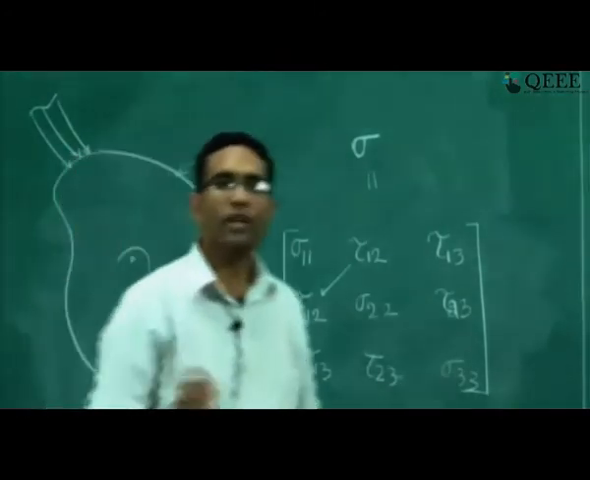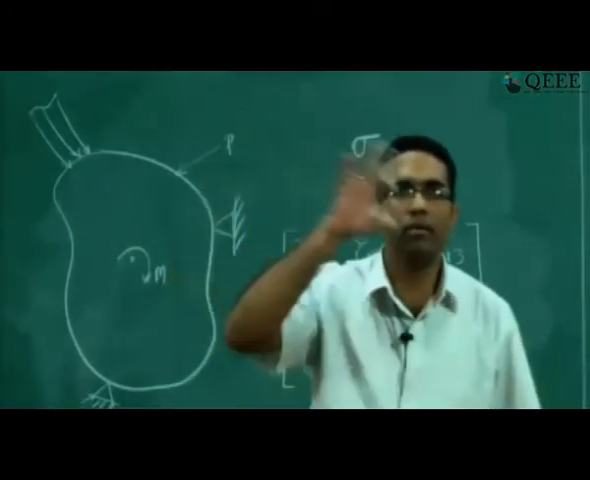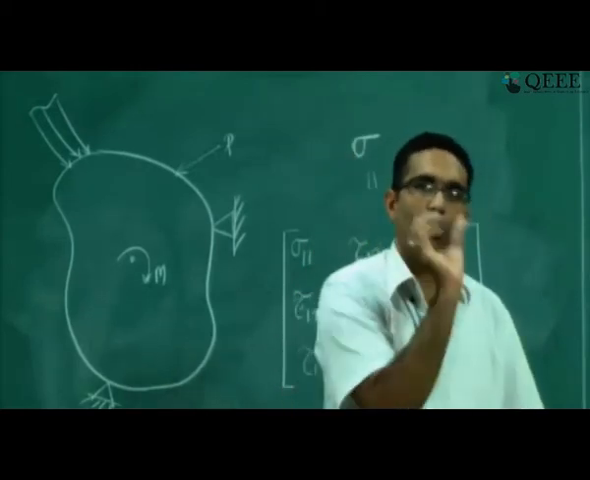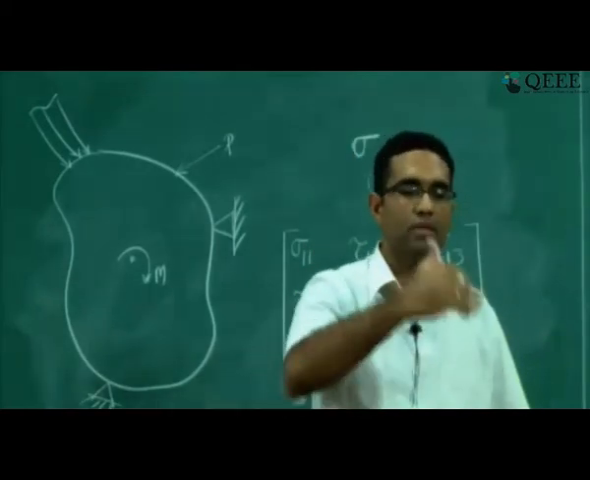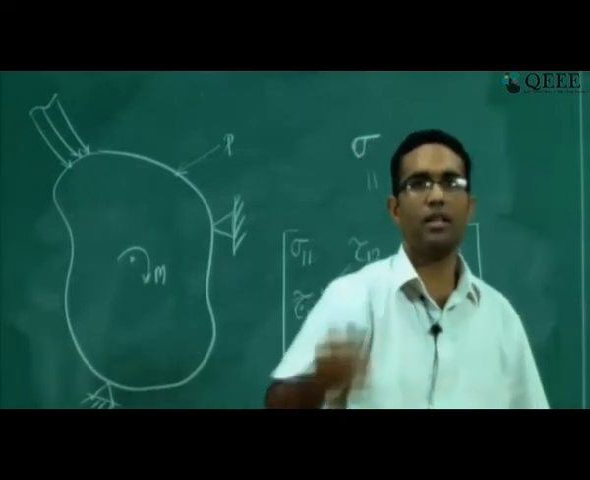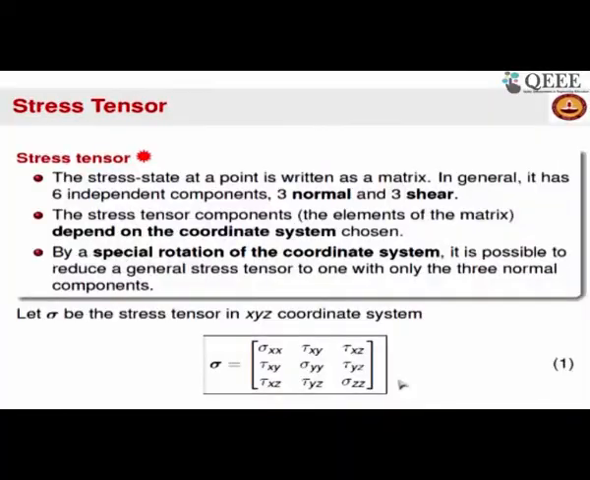Okay, now it is very difficult for us to deal with 9 different numbers whenever we are dealing with failure theories. We usually like to have one single number, and that is where the failure theories basically help us. So stress state at a particular point is written as a matrix in general, and it consists of 6 independent components. I'm just recapping what I've been telling so far. It has 3 normal and 3 shear components.